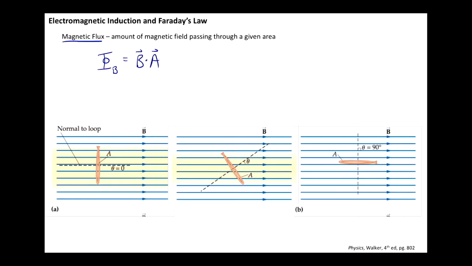Of course, that's the magnitude of B times the magnitude of A times the cosine of the angle between those two. Except for substituting in B, this works exactly like electric flux. So do you feel okay about electric flux? So therefore you feel okay about magnetic flux, right?